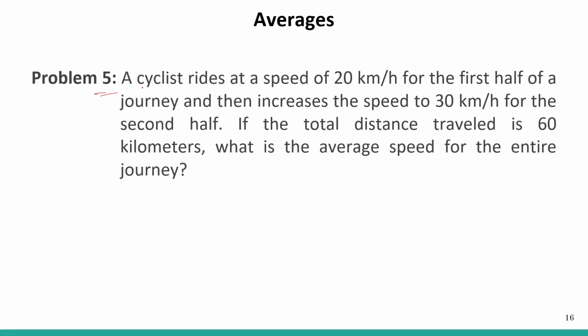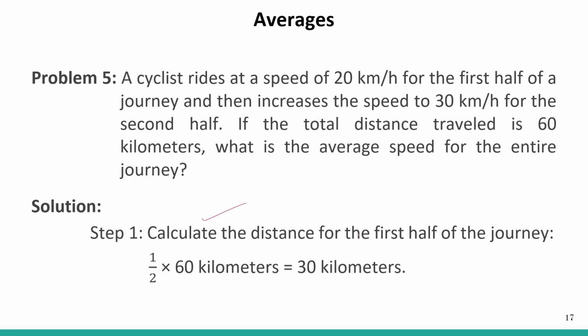So let's see problem number 5. A cyclist rides at a speed of 20 km per hour for the first half of the journey. So let's say his whole journey was X kilometers, right? Up to this, he rode at 20 km per hour. And then he increases his speed to 30 km per hour for the second half. If the total distance traveled is 60 kilometers, this is given as 60 kilometers, then what is the average speed of the entire journey? So the entire journey can be completed at an average speed of what?